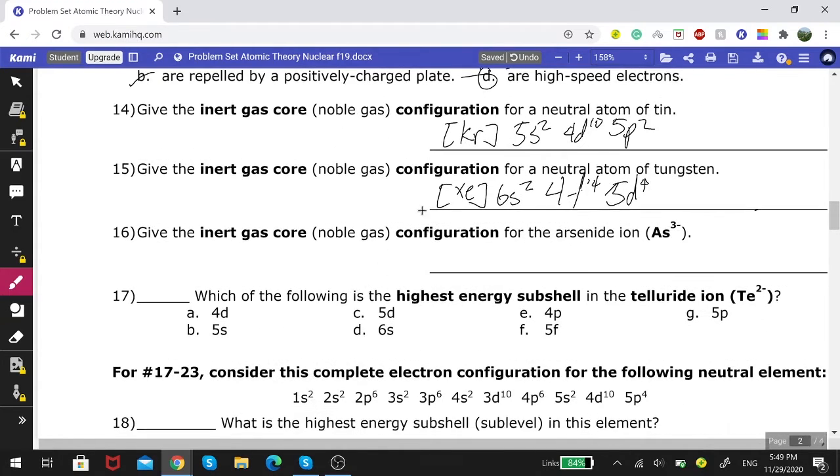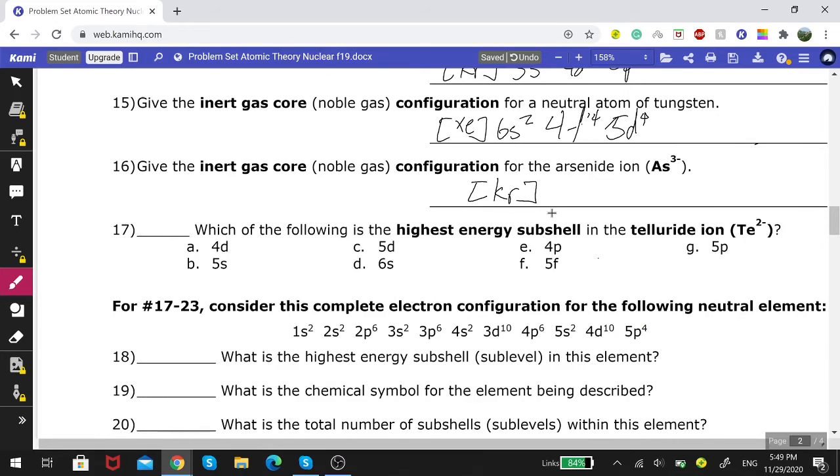Now, write the noble gas notation for As3 minus. Alright, As, we just did it. It's going to be 33, so plus 3 is going to be Kr. So the noble gas notation will just be Kr. Now, which of the following has the highest energy subshell? If we look at Te2 minus, it's going to be 5p4. So the highest energy will be 5p. Oh no, 2 minus, 5p6, anyways.